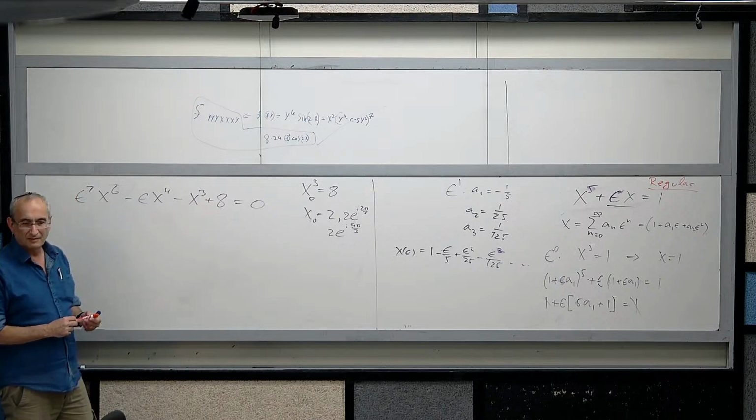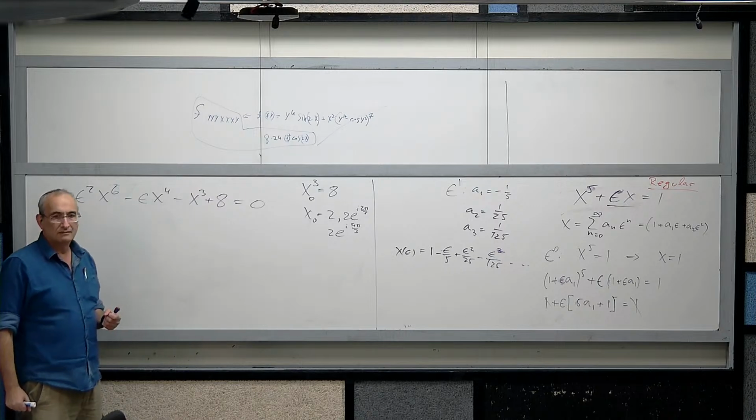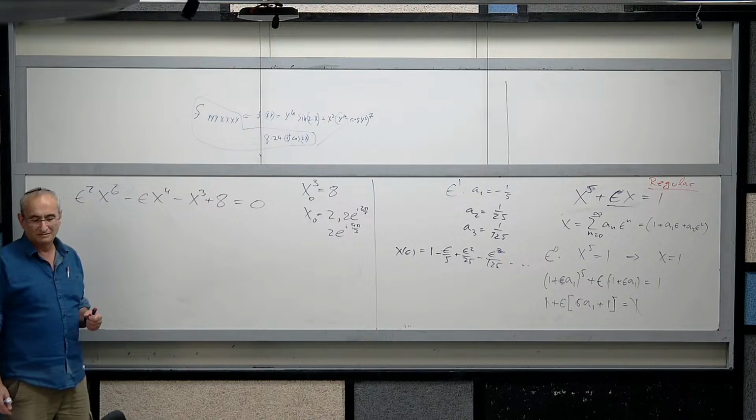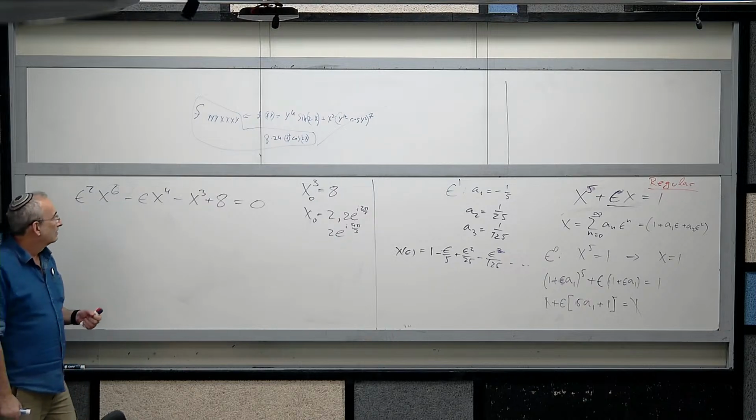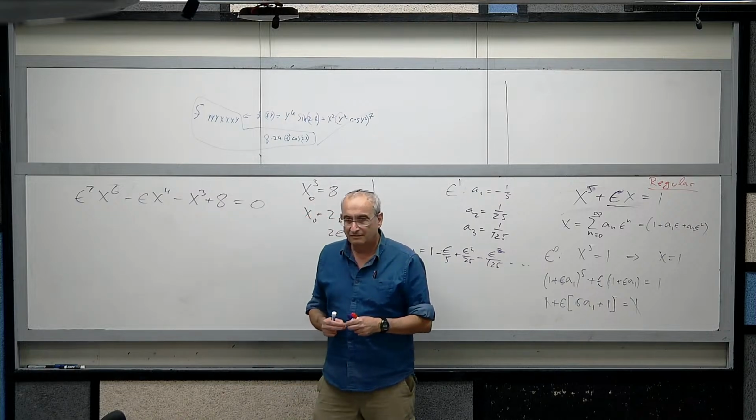Wait, why did you write 4 pi over 3? Why didn't you write minus 2? That's the same. Yeah, it's the same. Okay? So, you see what's happened?